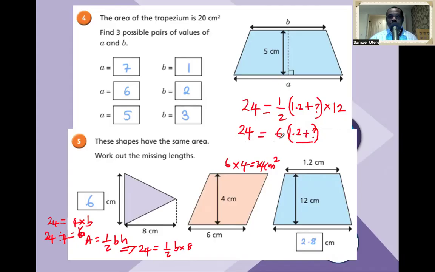So we divide by 6. 24 divided by 6 is 4. So we now have 4 is equal to 1.2 plus question mark. Now to get the question mark, 4 minus 1.2 will give us our answer, which is 2.8. Okay? So that's how we got our answer.